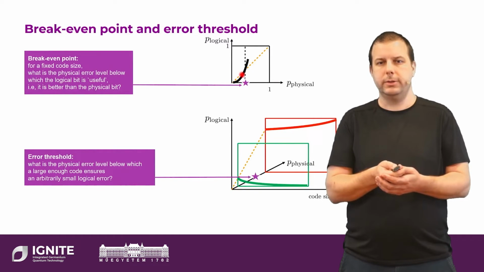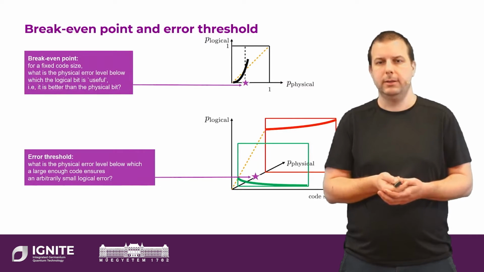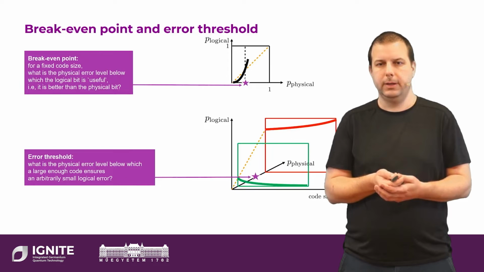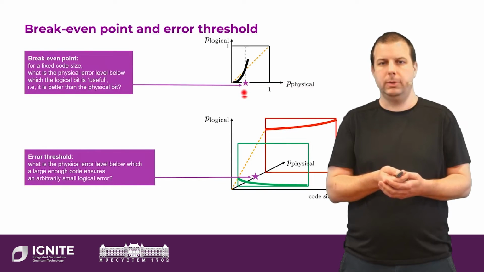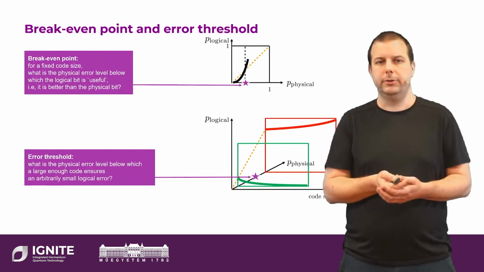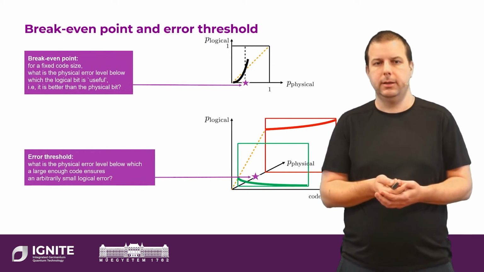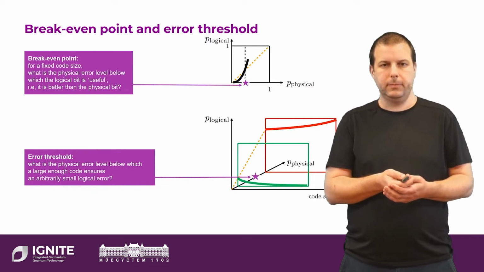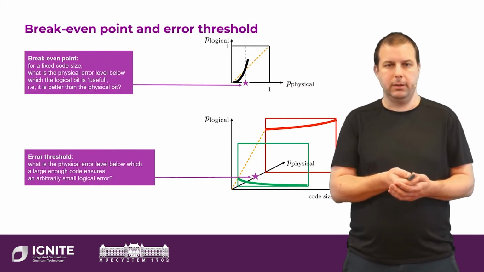But the black curve goes above the orange curve for larger physical error probabilities, which means that if the physical error probability is too big, then it doesn't make sense to use this kind of error correction scheme. And the separation point, the critical point between the two, denoted by this purple star, is called the break-even point in this context. And the second important concept is the error threshold, which is the answer for the following question.